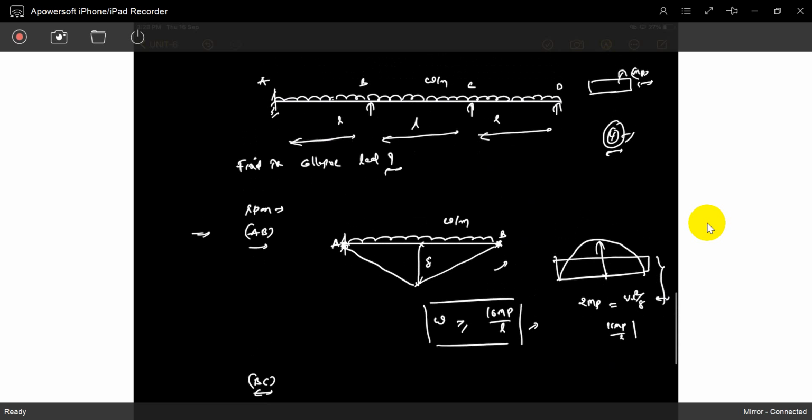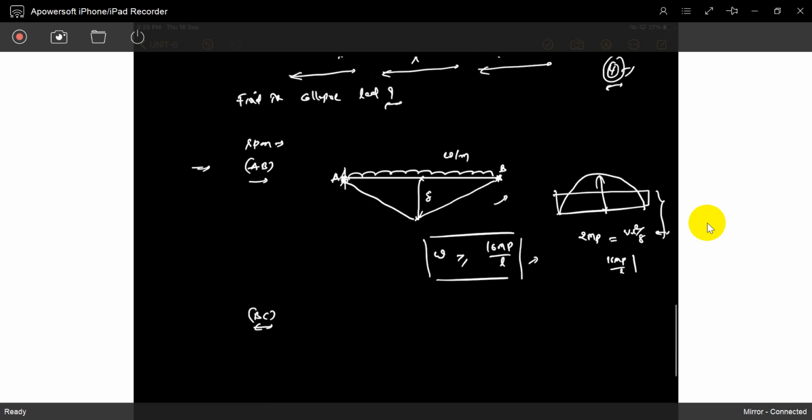So BC also, B is a support and C is a support. Intermediate supports behave as fixed beams. Understood? Fixed joints. So BC is also the same. It is fixed, so a hinge is a possibility at B and at C too. So in between, another hinge is formed at this chance.